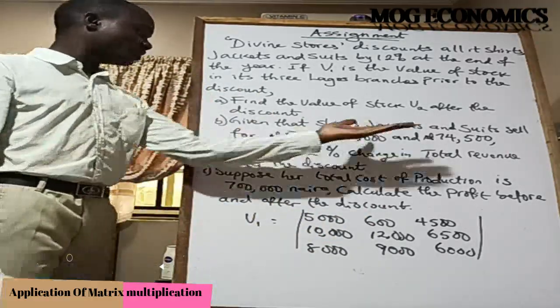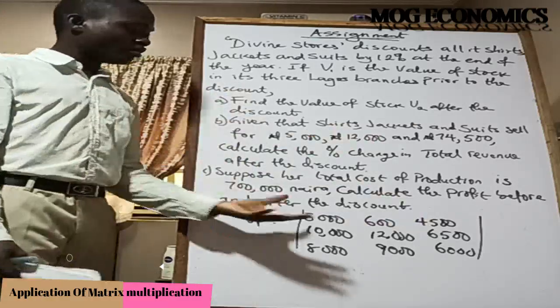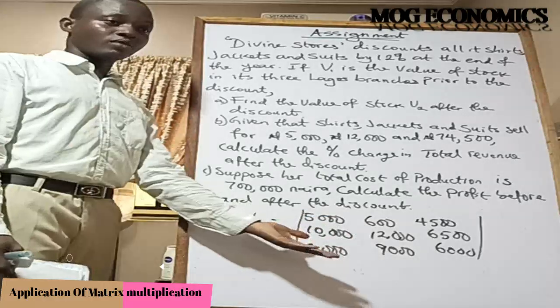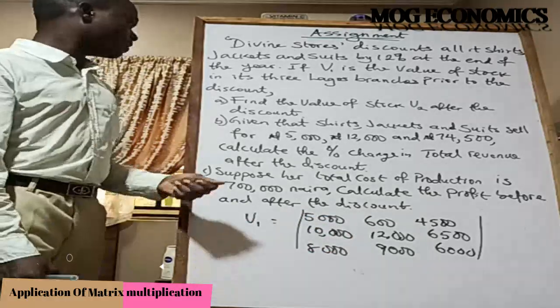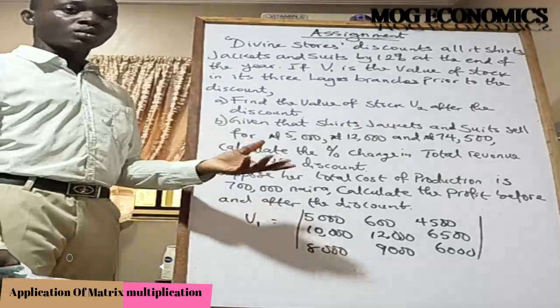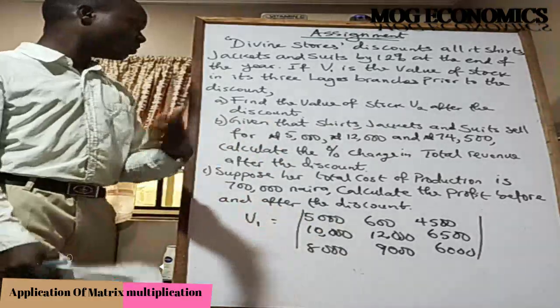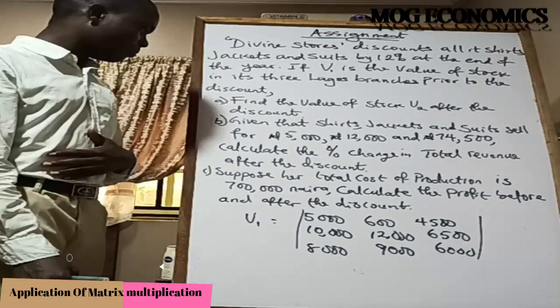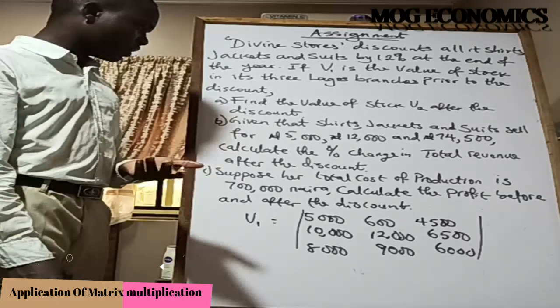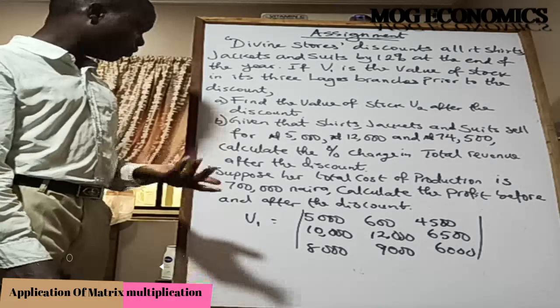You now have these prices. So find the value of stock, like a discounted stock now. This should reduce by the end of the year by 12%. And then given these prices, you calculate the change in total revenue. So total revenue is price times quantity, use the matrix to do that one. You should be able to do that.